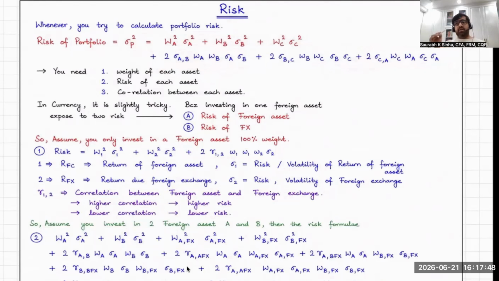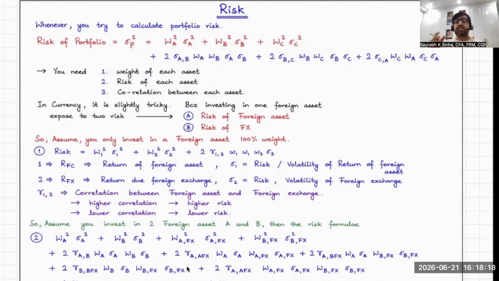So whenever you try to find out the risk of the portfolio, you need three things. The weight of each asset, WA, WB, WC; the risk of each asset, sigma A, sigma B, sigma C; and the correlation between each asset, the correlation between A and B, the correlation between A and C. You need these three things.